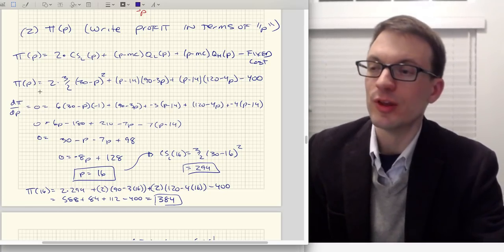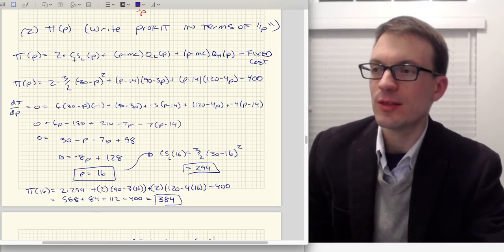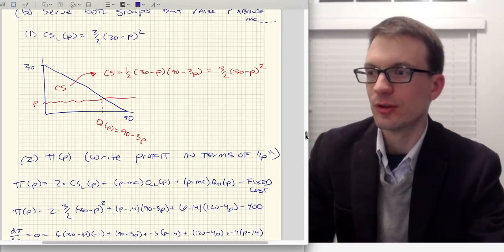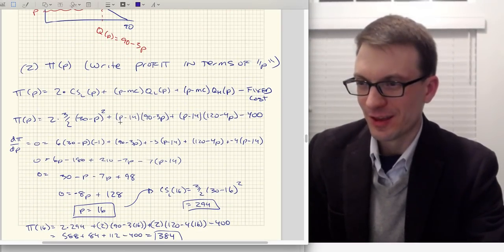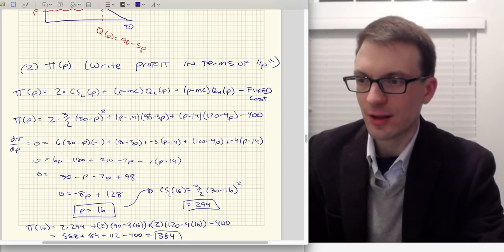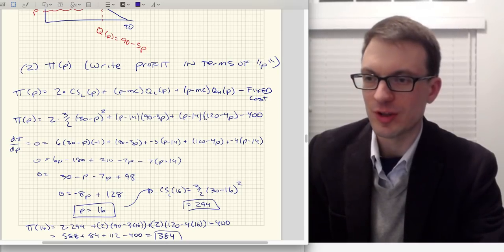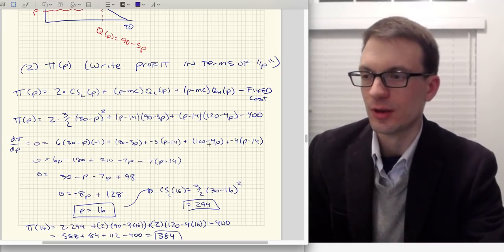Okay, so let's go ahead and do this. I'm going to first plug in the actual expression that I have for our tariff, 3/2 times 30 minus P squared. That was from above, we found this from the area of the triangle I pointed to. And then we have P minus 14 times the demand for my low group, and then P minus 14 times demand for my high group, minus my fixed cost of 400.